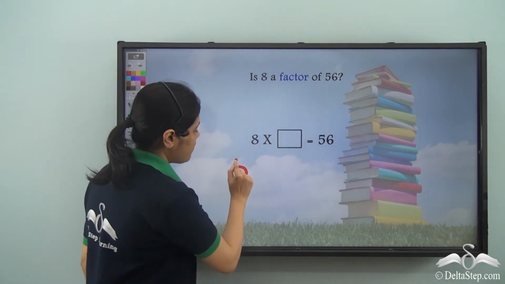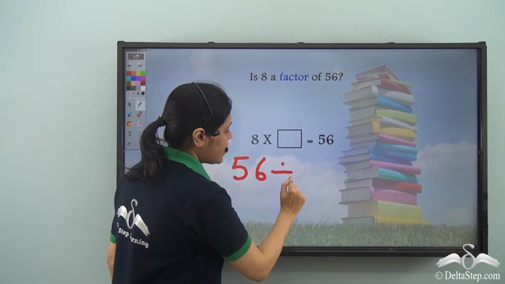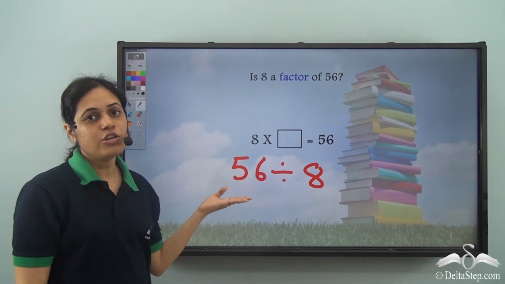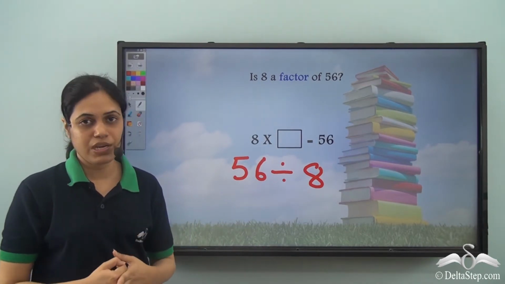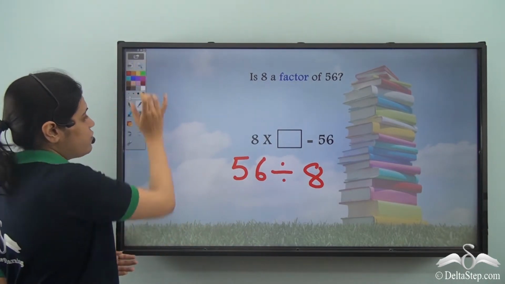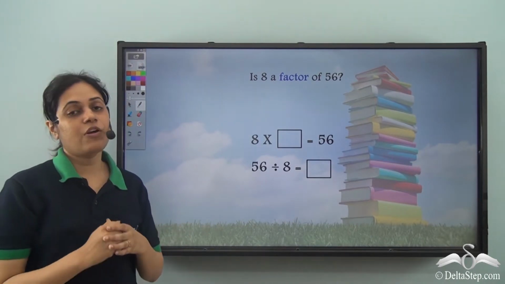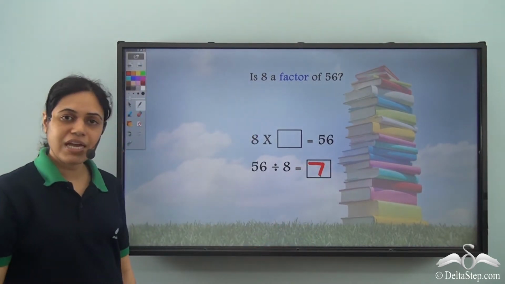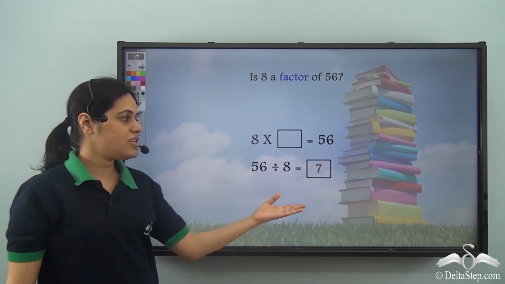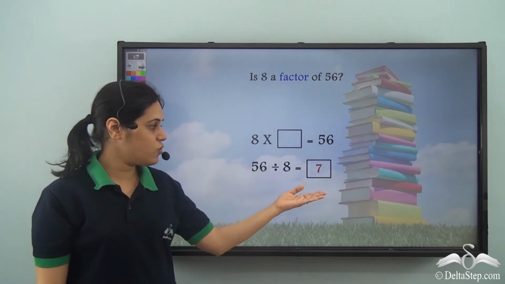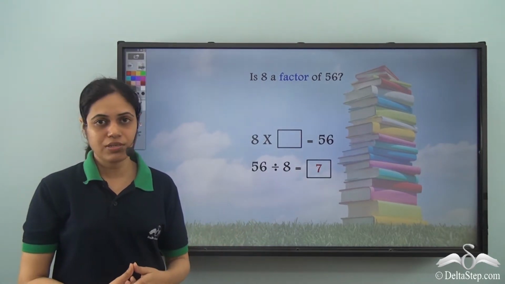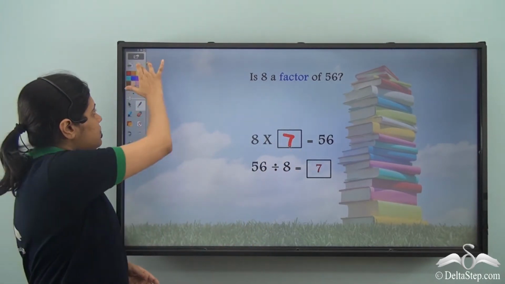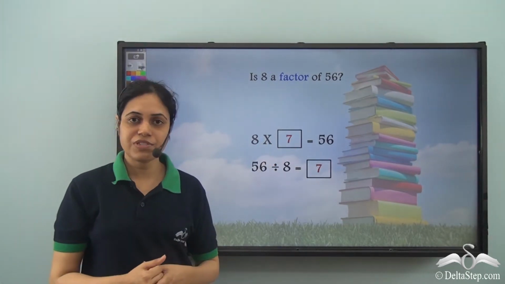So I need to divide 56 by 8 to see whether it is perfectly divisible or not, or to see whether there is no remainder or there is some remainder. So 56 divided by 8. Now if you divide 56 by 8, you'll see that we get 7 as the answer and there is no remainder. So 7 is the quotient and there is no remainder. So I can say that 8 into 7 is 56.